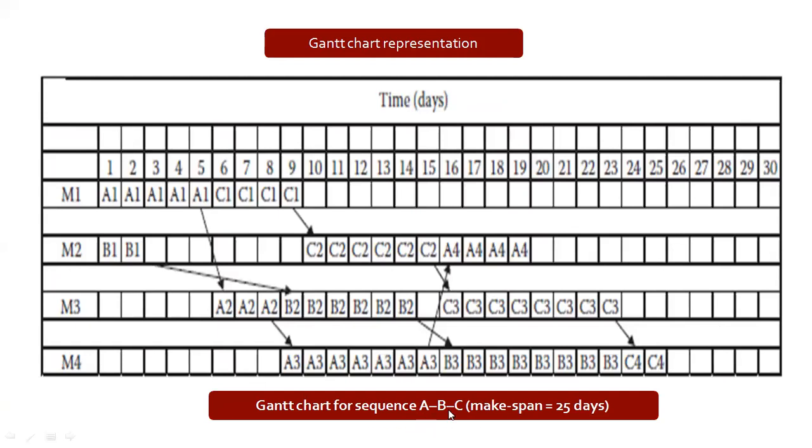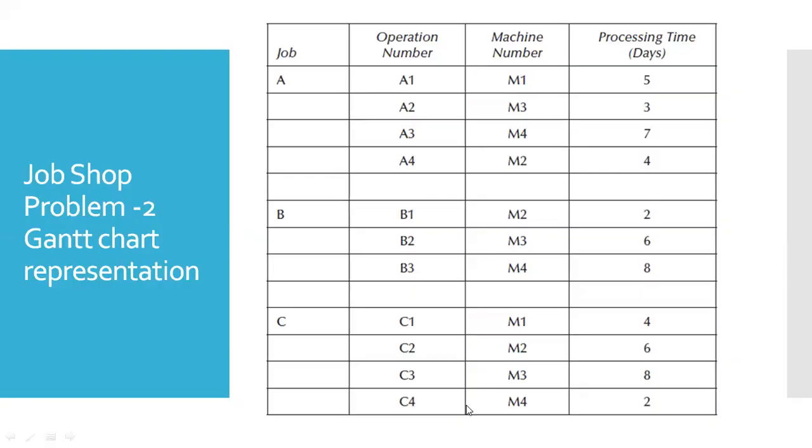A and then B and then C. So let me go back. Total this: 5 plus 3 is 8, 7 plus 3 is 10, 15 and 19. That is for A. For B it will be 6 plus 2 is 8, 8 and 8 is 16. So that is 10, 15, 19. This will be 19. Here it will be 16. And for C, it will be 6 plus 4 is 10, 18, 20.